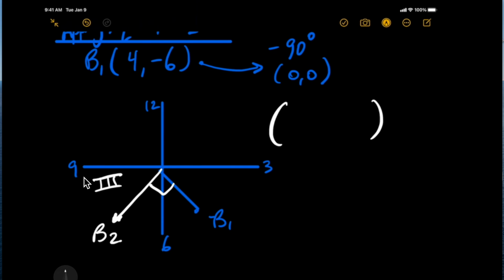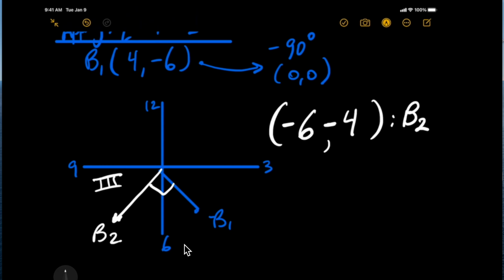Recall, when you're dealing with a 90-degree rotation, if these are the original coordinates of B sub 1, 4 is in the first position, I'm going to put that in the second position. The 6 is in the second position, I'm going to put that in the first position. I'm not going to worry about the signs. I'm not even going to look at these signs. When I get to the point after the rotation, I identify what quadrant we are in. We are in quadrant 3. This point, if it's in quadrant 3, has to be negative for an x-coordinate and negative for the y-coordinate. So this is now our second point, B2.